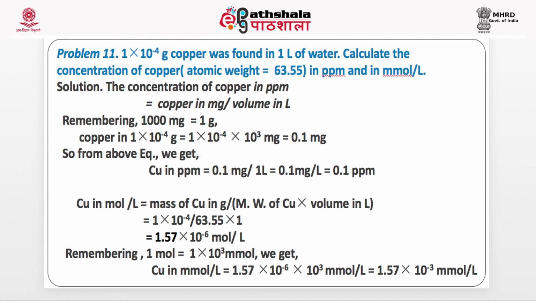Now there is a problem. 1 into 10 power minus 4 gram copper was determined in 1 liter of water. Calculate the concentration of copper in ppm and in millimole per liter. What will we do? In ppm, copper in milligram divided by volume in liter, that is ppm. 1000 milligram equals 1 gram. So many grams equal how many milligram, multiplied by 1000, 0.1 milligram. So we get this copper ppm equal to 0.1 milligram by 1 liter, that is 0.1 ppm.